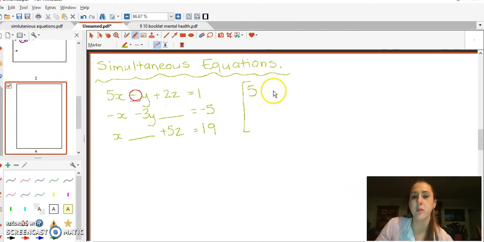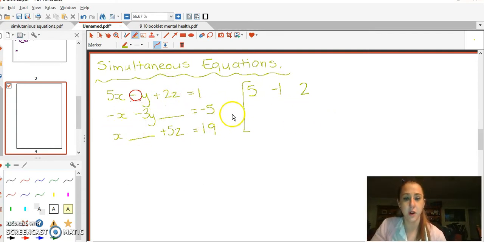A couple of people may make that mistake, but it's actually negative 1 because there is a y, and we do take the negative symbol. So ensure that you're using the negative 1 there. And then for the z, it'll just be a 2.